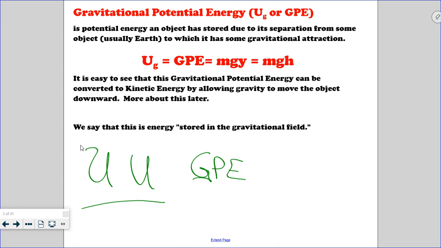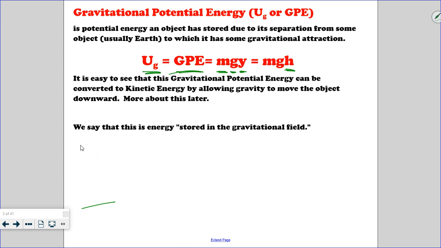So gravitational potential energy is potential energy that an object has stored due to its separation from some object, usually the Earth, to which it has some gravitational attraction. At least for now, it can be calculated by taking the mass of the object, multiplying it by g, which remember is positive 9.8, and multiplying it by the vertical position of the object. Last year we used h, okay? And we talked a ton last year about the fact that the gravitational potential energy could be converted into kinetic energy if you drop the object. But we'll talk about that more later on.